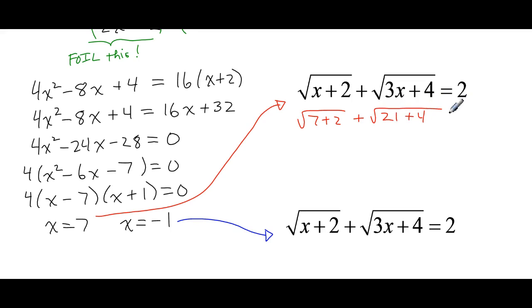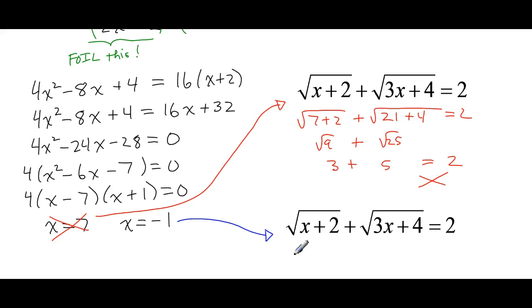3 times 7 is 21. And square root of 7 plus 9 is 9, and square root of 9 is 3. 21 plus 4 is 25, square root of 25 is 5, and 3 plus 5 is not 2, so that's 7, that is not an answer.